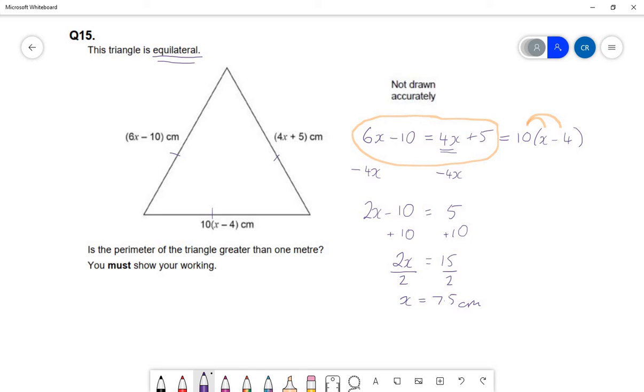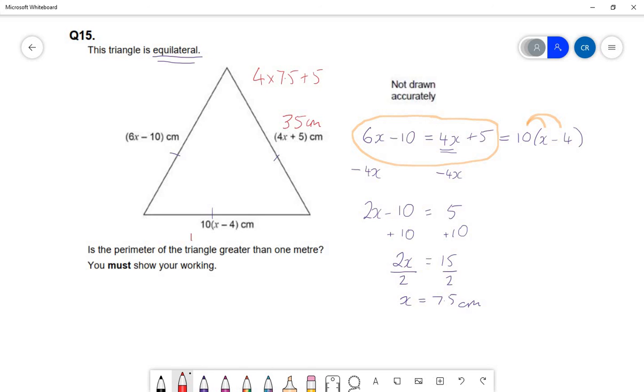So we could go 4 times 7.5 plus 5 to find this side. So double was 15, so 4 times will be 30, so that's going to be 35 centimetres. Now if I substitute 7.5 anywhere else, I ought to get 35 centimetres. So maybe I'm going to try it out just to make sure that I've got it right.